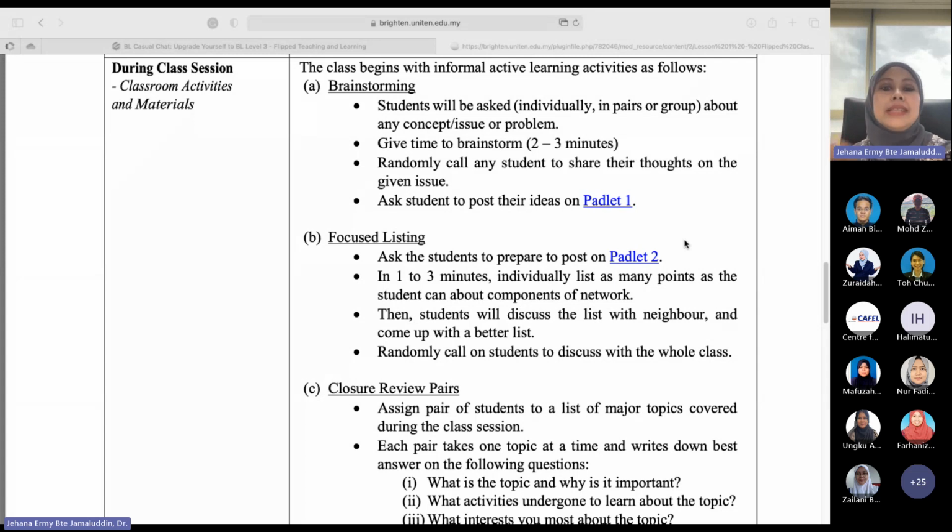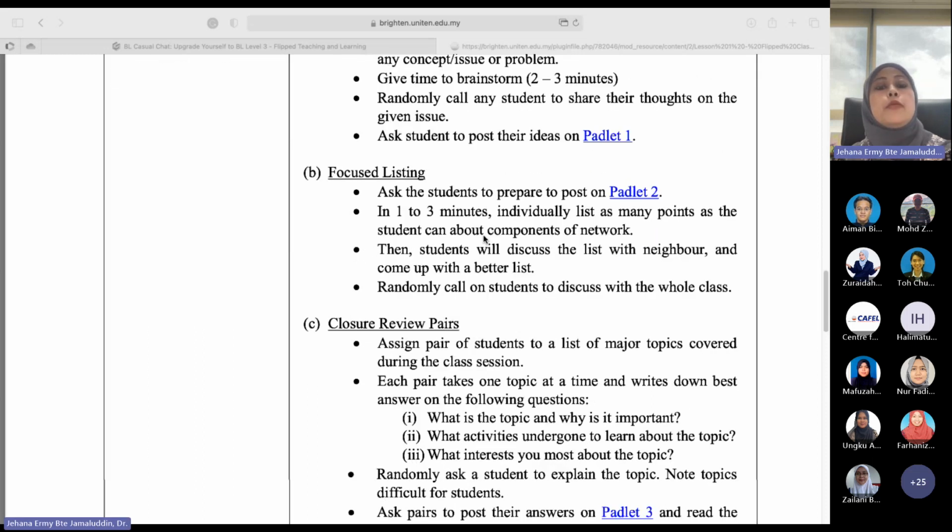So brainstorming activities, so they are here to do what? Okay, they are instructed, they are being warned. Okay, can I say that? Reminded. Then you're going to ask the students to post on this. So the link should be provided, yeah? And then there'll be focus listing.